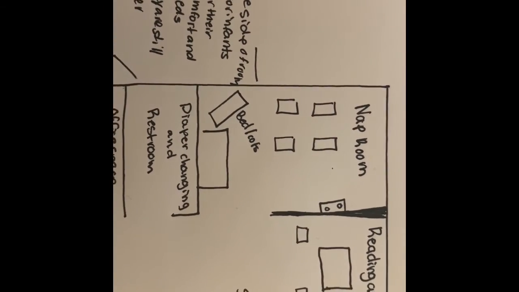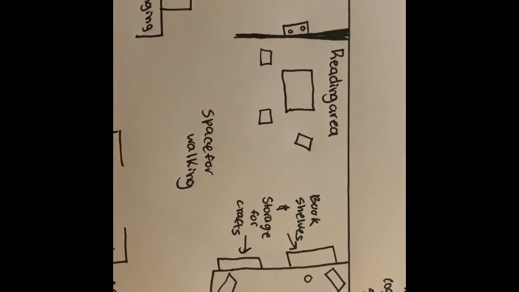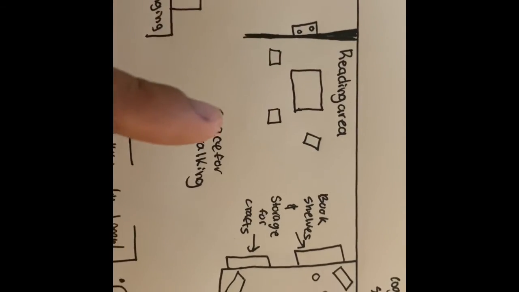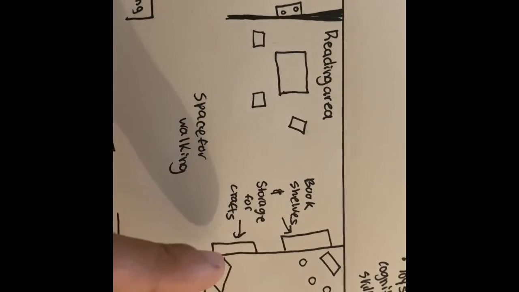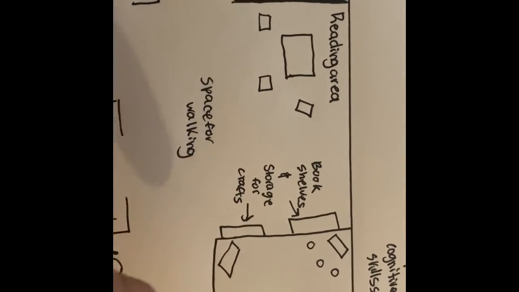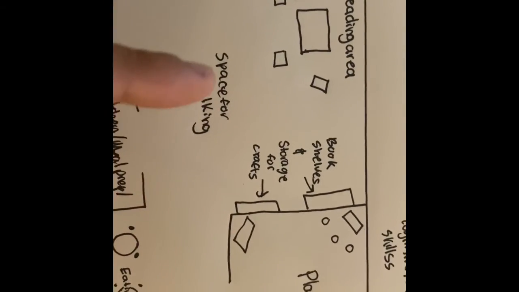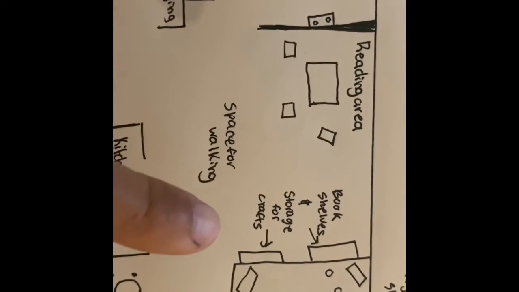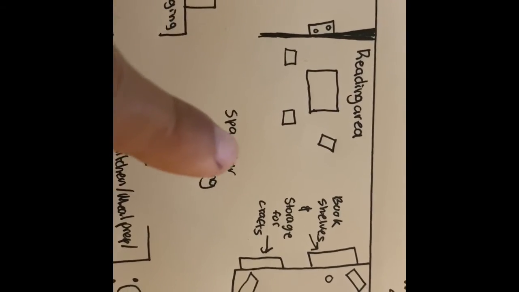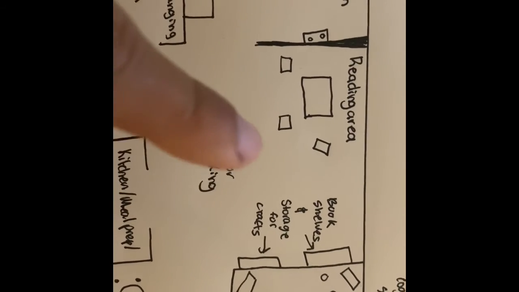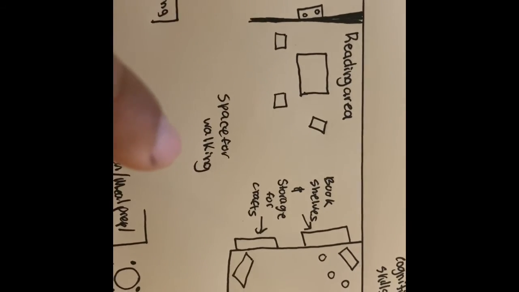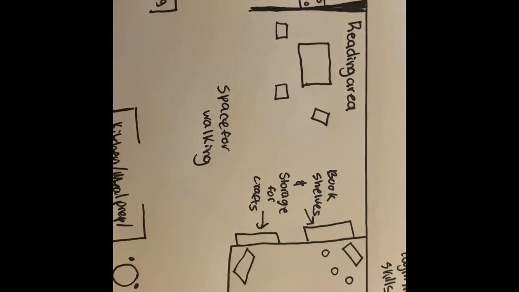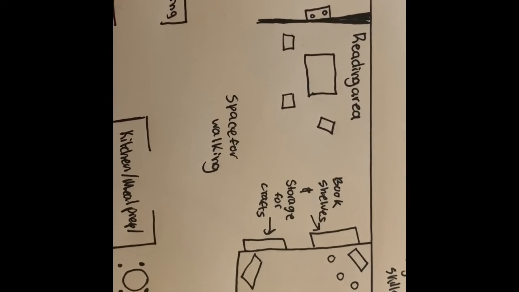They are still together. Next is the reading area, and here we have bookshelves and storage for crafts, and we have space for walking, but you can also do crafts here on the floor, or additional tables could be added, but some space for infants or toddlers to be walking is necessary.